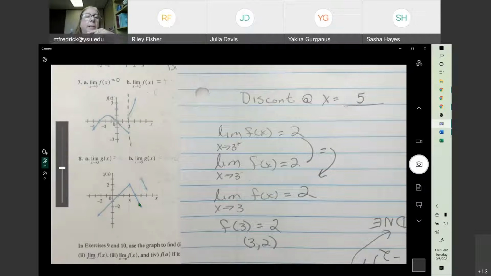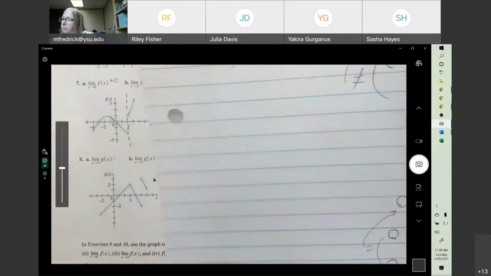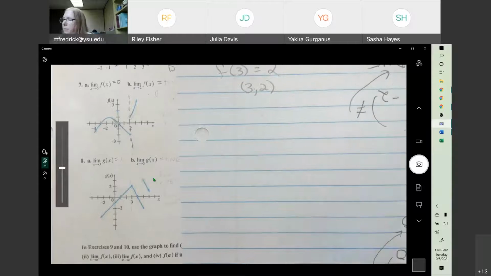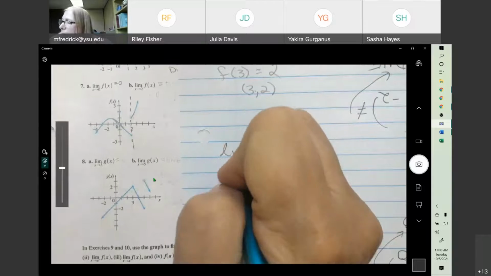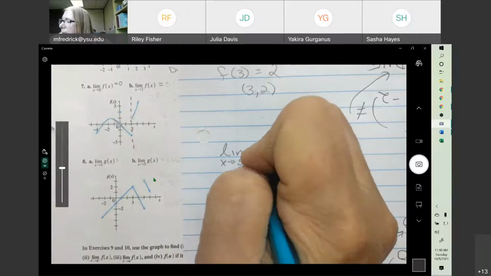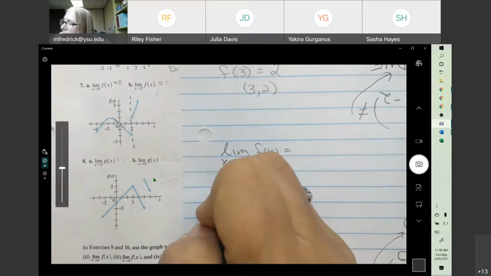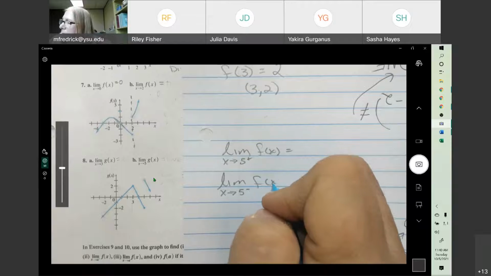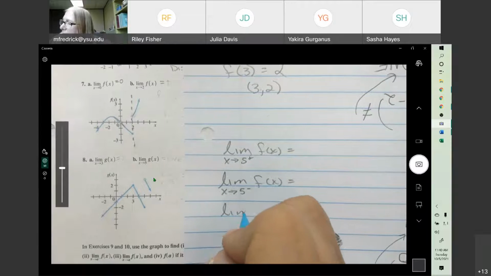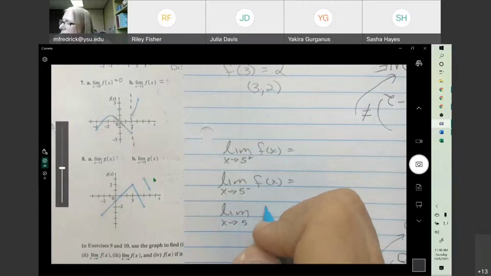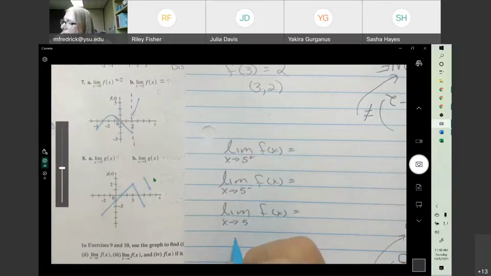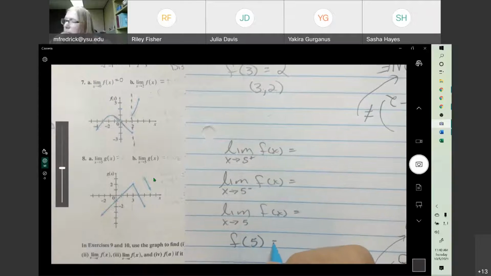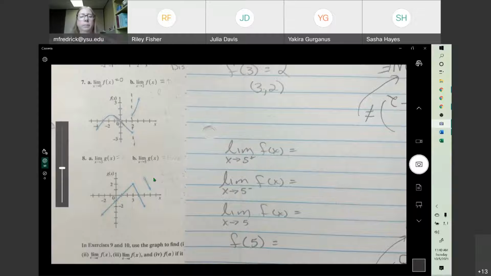So let's find the limit from the right and the left at the 5, where it is discontinuous, where we should have different answers. We'll find the limit as x approaches 5 from the right. Limit as x approaches 5 from the left. Limit at 5. And f of 5. So go ahead and find those.